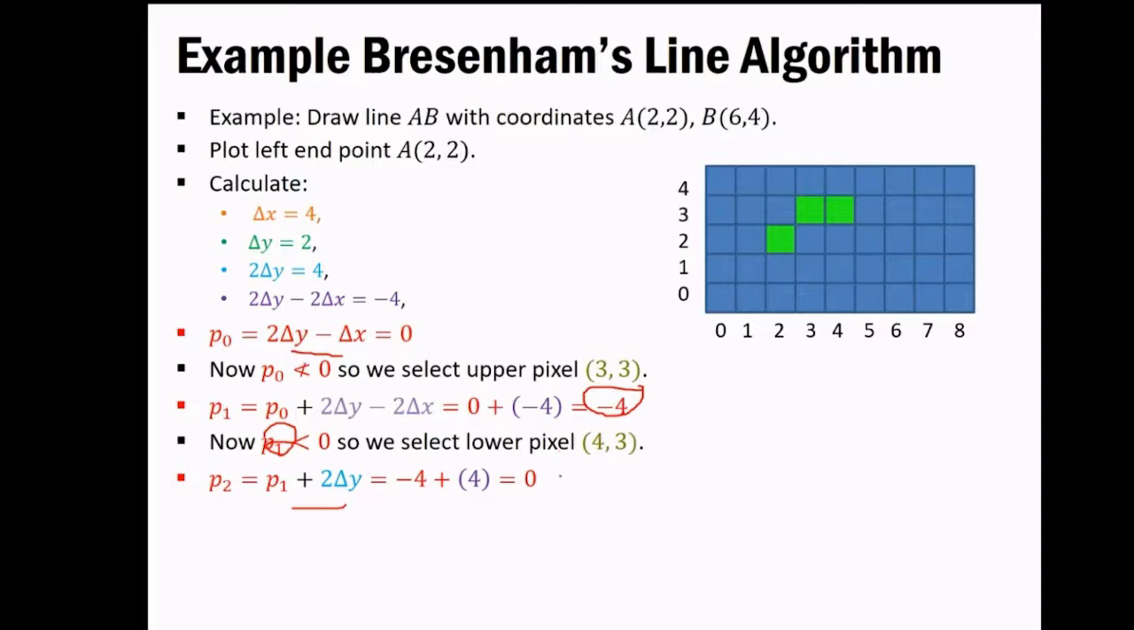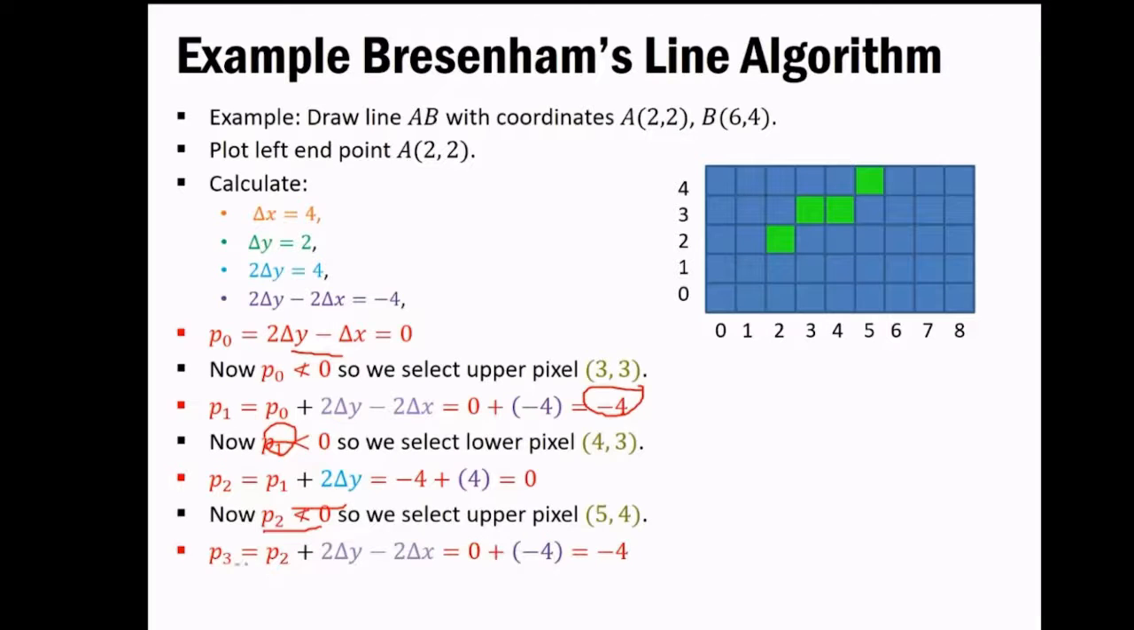At each and every stage we are trying to select the best available candidate pixel out of the possible ones, the pixel that is close to the line that we have to draw. Again we are getting value 0. If the condition is not satisfied, then we have to check the upper pixel. Again we put this into the new decision parameter. Now the value would be p2 plus 2 delta y minus 2 delta x, that would be 0 plus -4, so it will be equal to -4. Again we are getting a value that is less than 0.